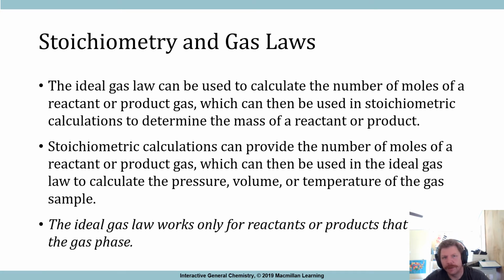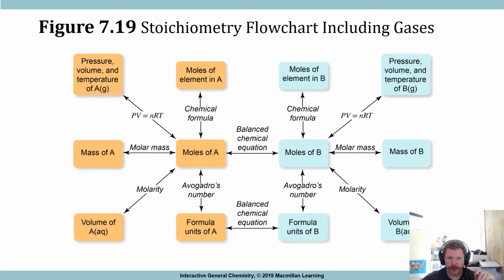The ideal gas law can be used to calculate the number of moles of a reactant or product gas, which can then be used in stoichiometric calculations to determine the mass of a reactant or product. Okay, the stoichiometric calculations can provide the number of moles of a reactant or product gas, which can then be used in the ideal gas law to calculate the pressure, volume, or temperature of that gas.